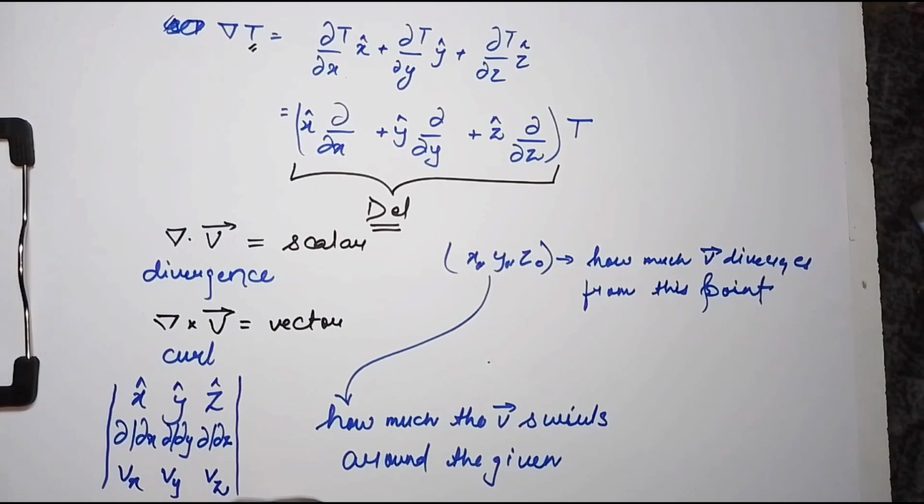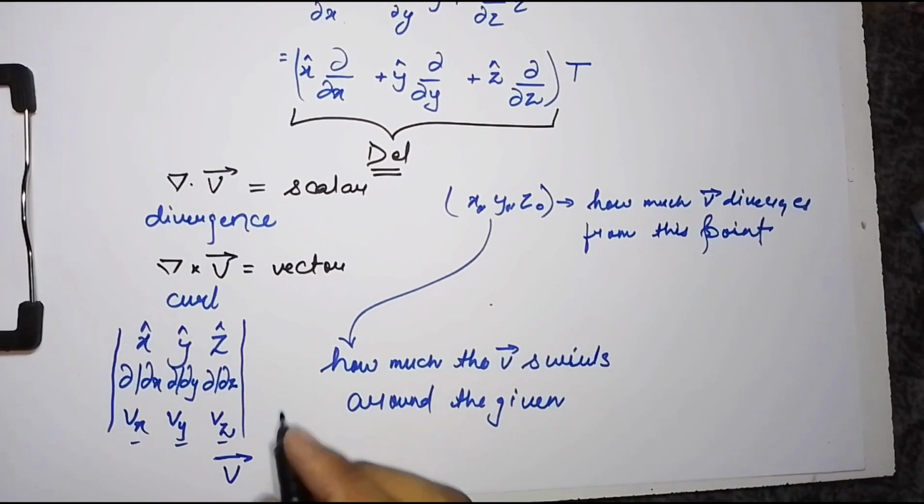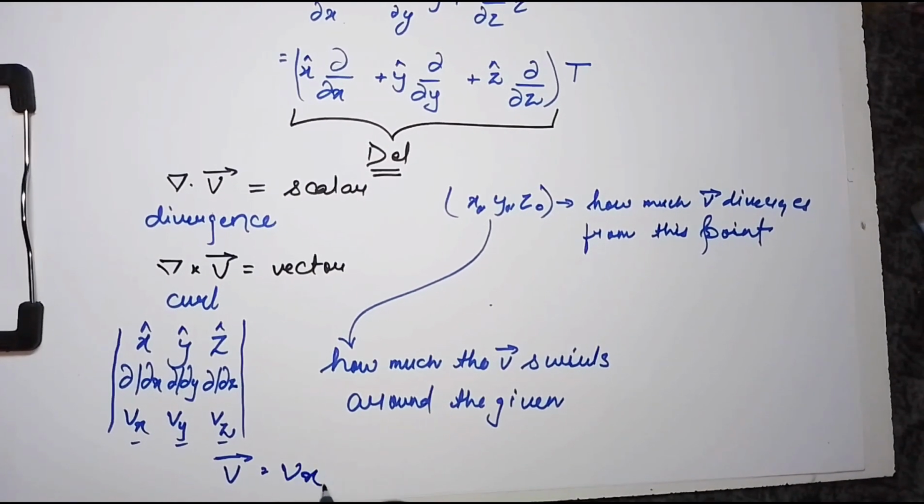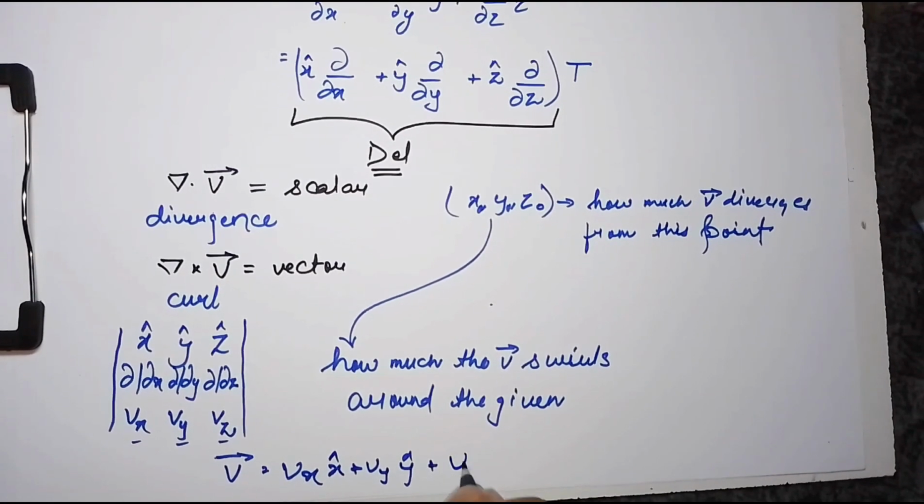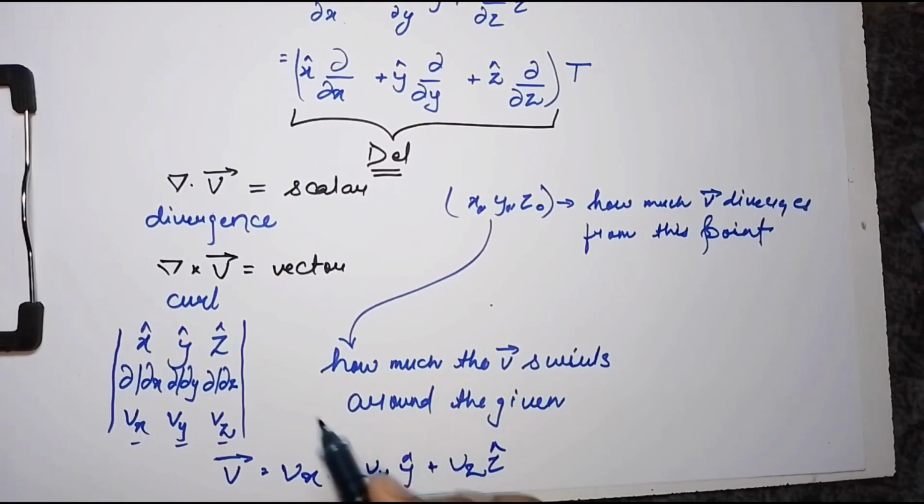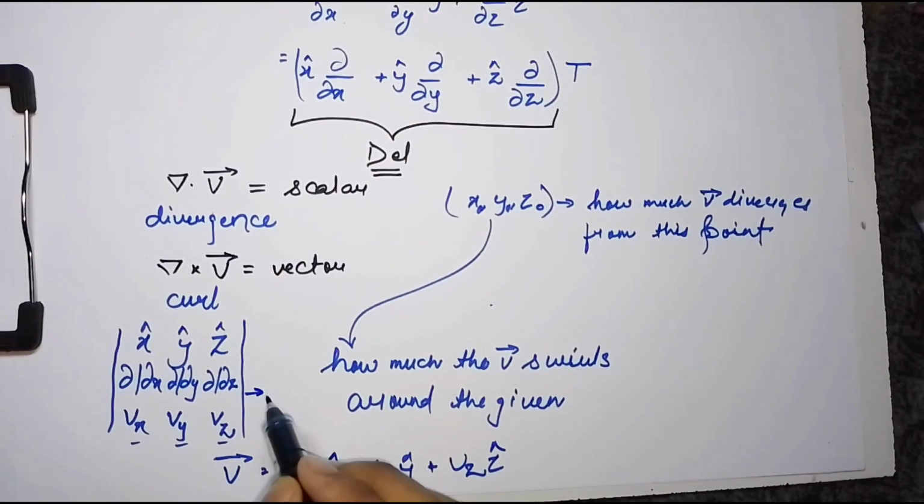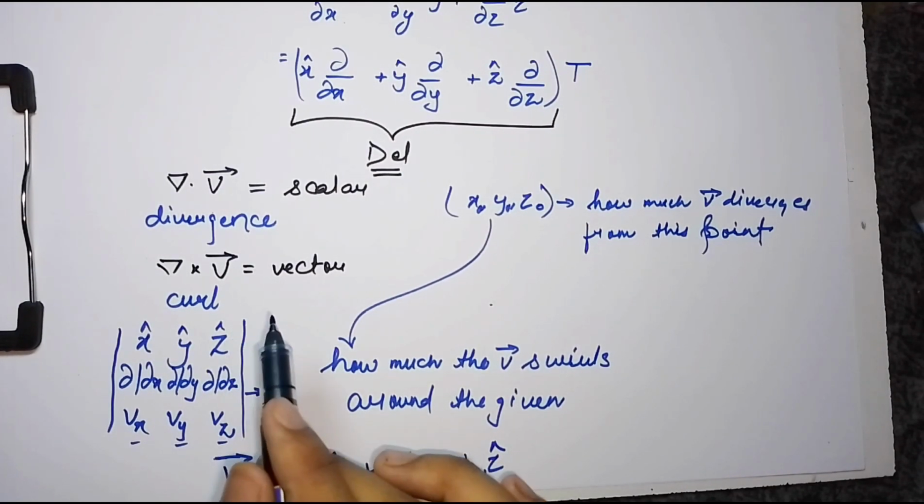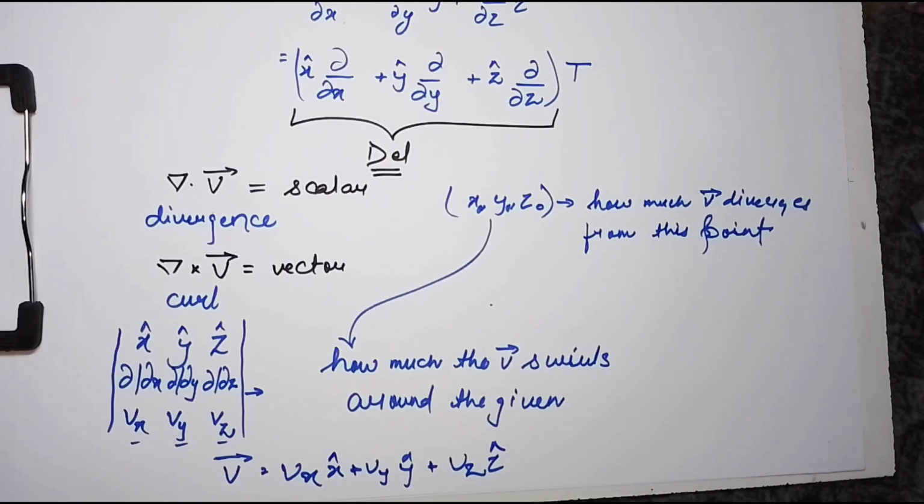And I hope all of you know where this vx, vy and vz comes from. It is from the vector v, which is vx x cap plus vy y cap plus vz z cap. I hope it's clear till now. Now, this is the way this determinant will give us the curl of the vector. I hope that it's clear till now.